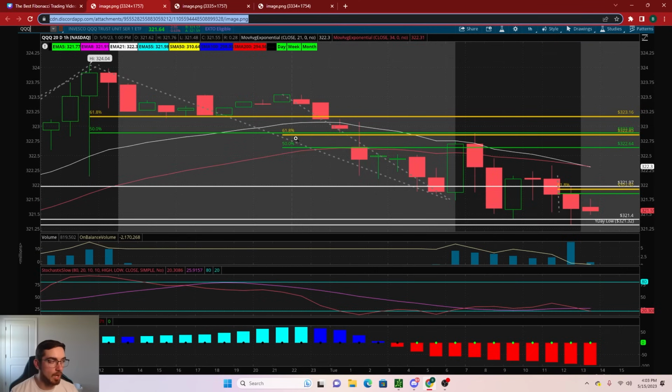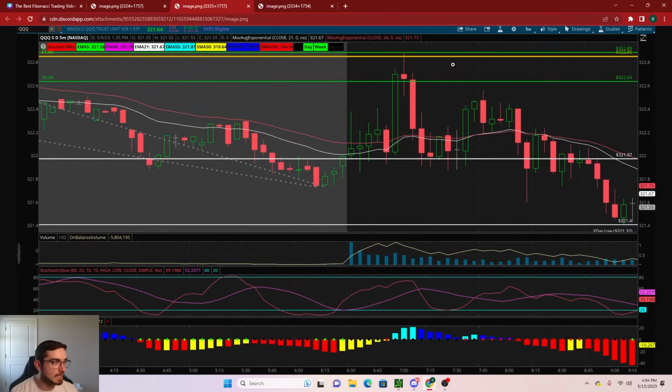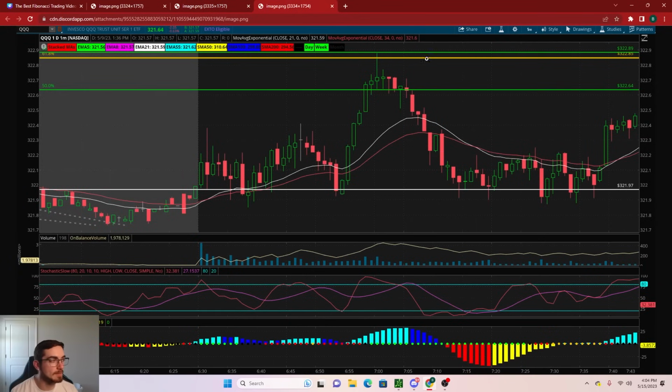As price started trading up into that Fibonacci cluster of the 61.8 and the 50%, I then broke price down to a 1-minute time frame. And as you can see on the 1-minute time frame, price pushed through and immediately started selling off right back down to the downside with heavy volume, confirming the entry short and a stop loss right above 323. And as you can see, this thing traded all the way back down into the low of day.